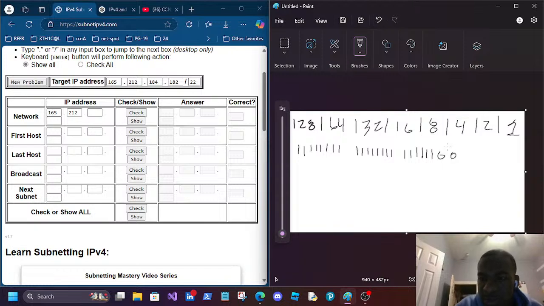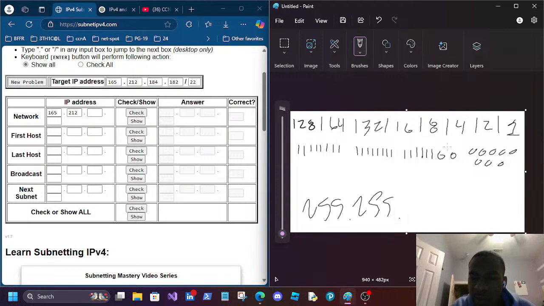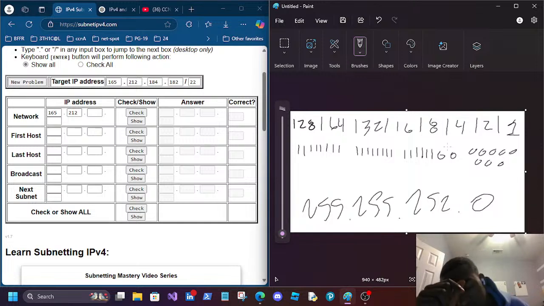0, 0, 1, 2. Alright, so the last two don't get added. So that means 3, 252. And that's how we get 255.255.252, and that's just the network mask. So I know my network mask, but I don't know my network ID, right?